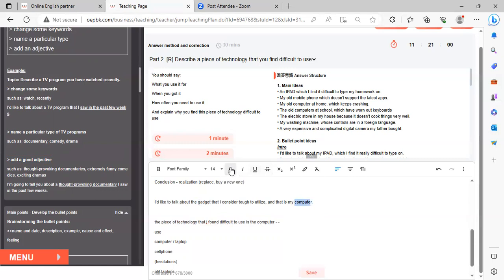Now, let's try to use an adjective for the word gadget. Useful. Yes. Useful gadget. I'd like to talk about the useful gadget that I consider tough to utilize. That is my old computer. This is using a good adjective.